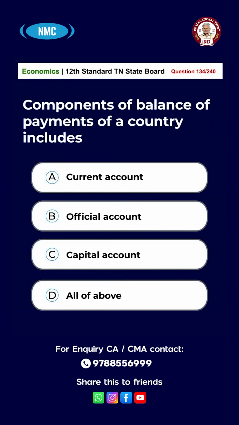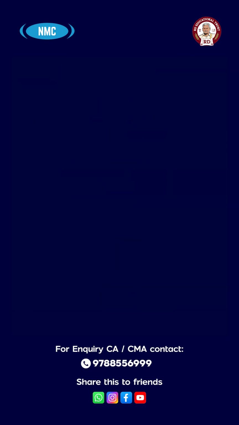Question number 134. Components of balance of payments of a country include A. Current account, B. Official account, C. Capital account, D. All the above. The answer is option D. All the above.